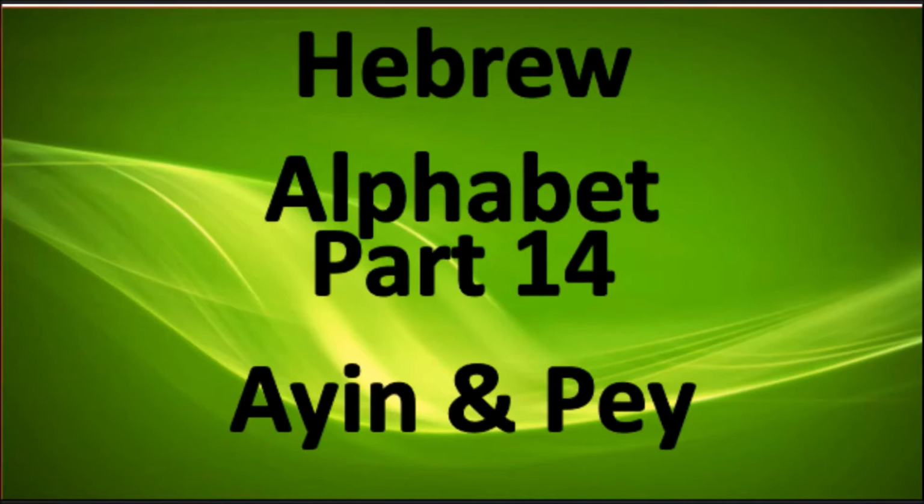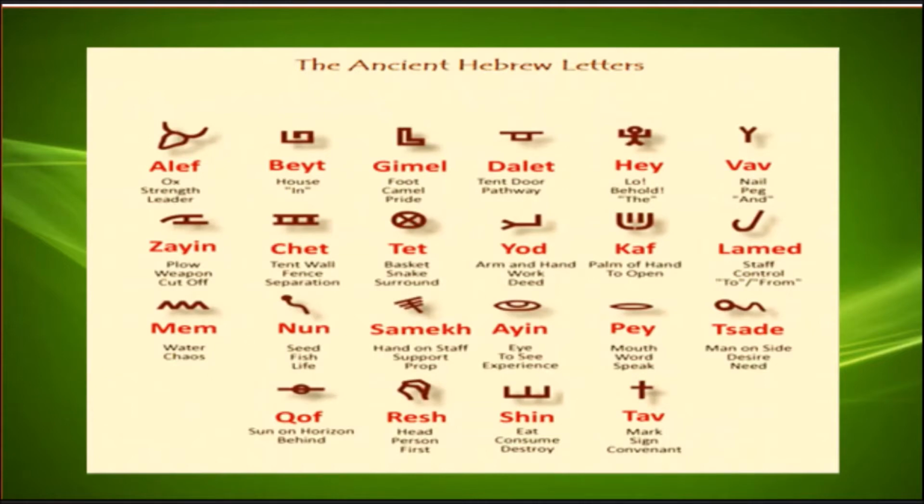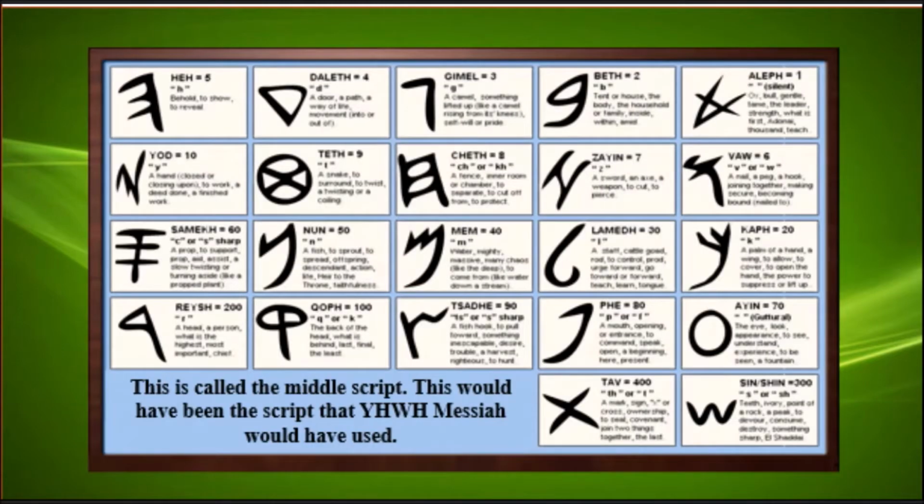The ancient Hebrew alphabet. We keep seeing this, but it's just repetition here. This is the pictograph Hebrew, what they saw in the very beginning in Genesis forward, and this is what they saw, just pictures. This is the middle script. It would have been the script that Yahweh Messiah would have used, and or wrote or read.